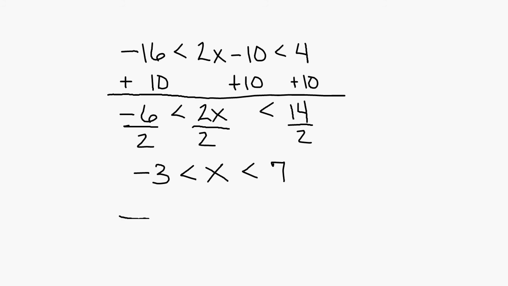When you graph this, you're going to graph the negative 3, and you're going to graph the 7. The variable's in the middle again, so you're going to be open on the negative 3, and you're going to be open on the 7, and you're going to shade everything in between.